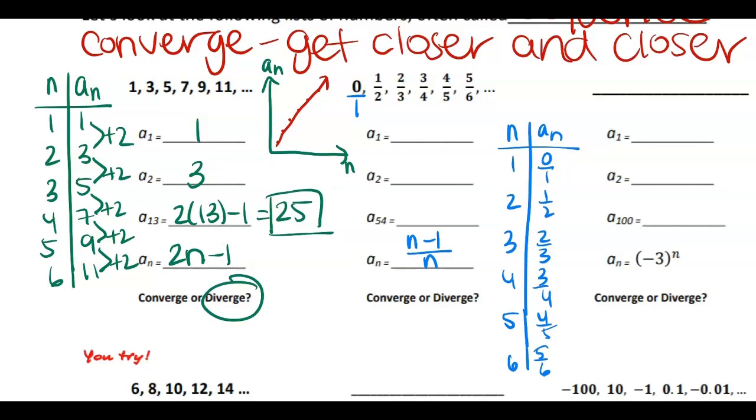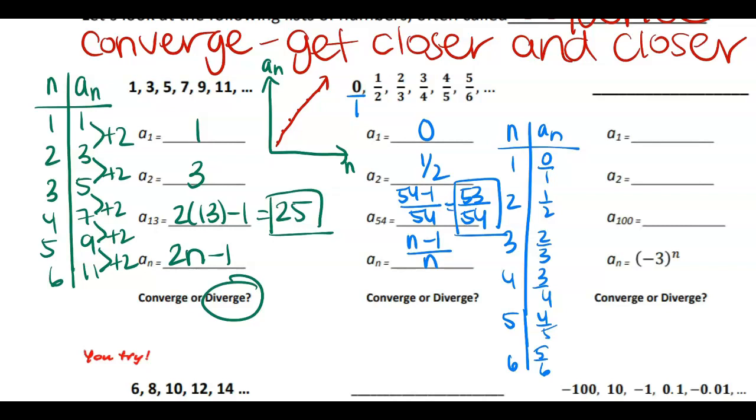Okay, I got ahead of myself, but I want you guys to definitely label A1 and A2, which in this case are going to be 0 over 1, which is just 0, and 1/2. For A sub 54, we're going to plug in 54 here and here to get our answer. So I'm going to make this 54 minus 1 over 54. Well, 54 minus 1 is going to be 53 over 54. That's my answer.